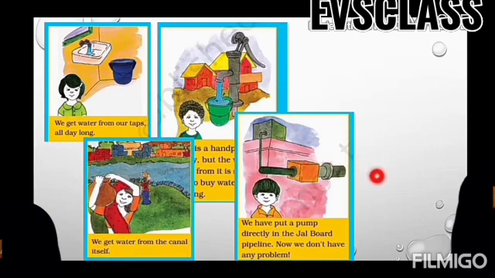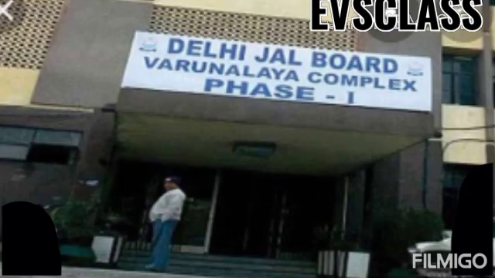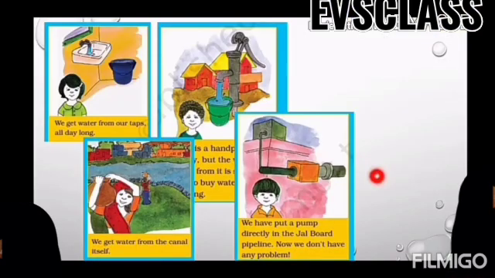Okay, students. So what is the Jal Board, students? The Jal Board is a government agency which takes the responsibility to supply potable water to all the people. Here you are seeing this child put a pump directly in the Jal Board pipelines. Now we don't have any problem. So this child says he doesn't have any problem, as it is the responsibility of the government agency to supply the water. Understood, students?